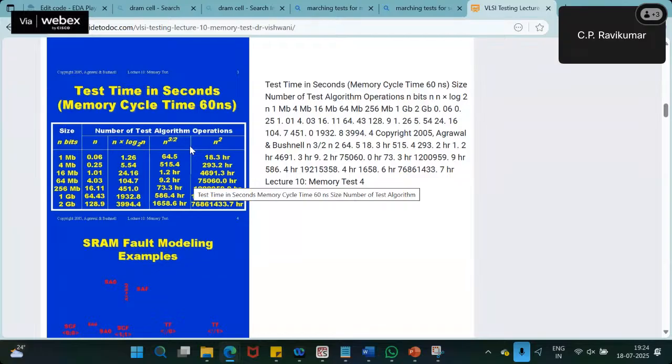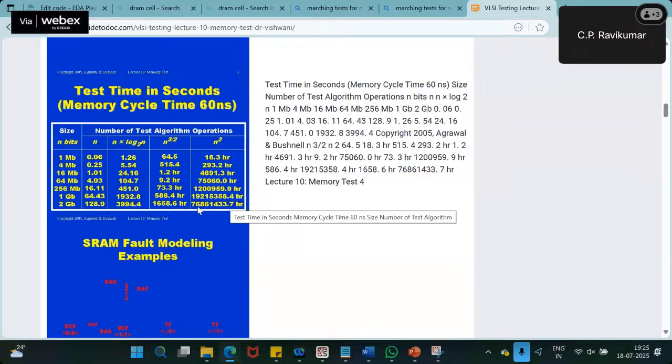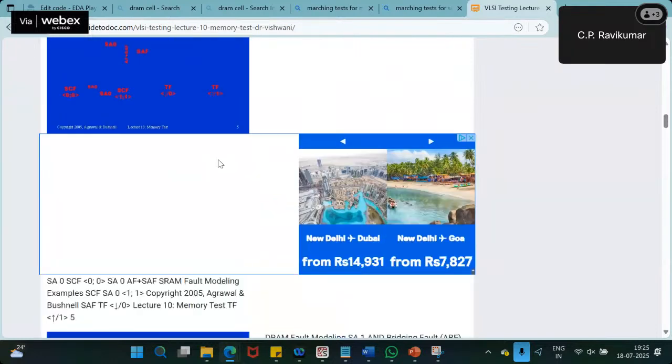And if you are going to use an n linear algorithm to test, the number of seconds it takes to test that kind of memory, even if it's a linear algorithm, is about 128 seconds, which is a little over 2 minutes. But if you use an n square algorithm, then this will take a humongous amount of time, right? Even if it is 1 megabit, you will see that it takes like 18 hours or something. So we cannot afford to use that.